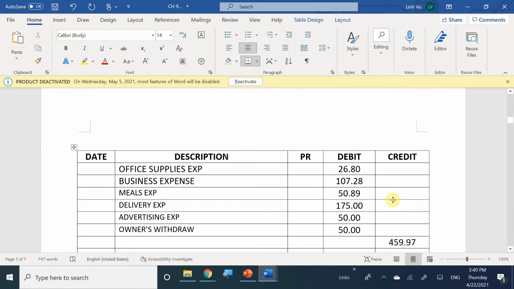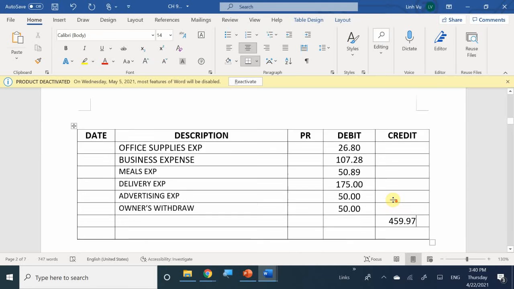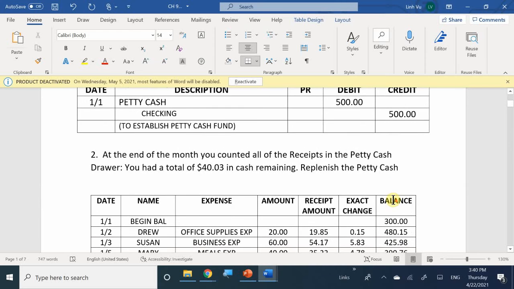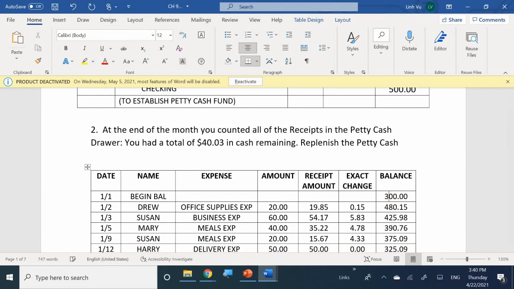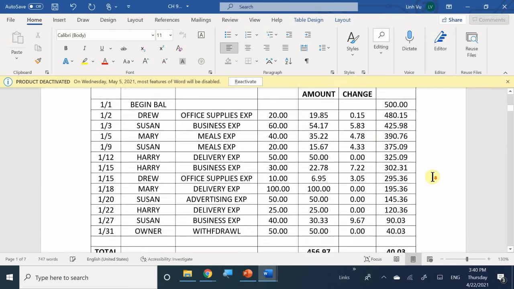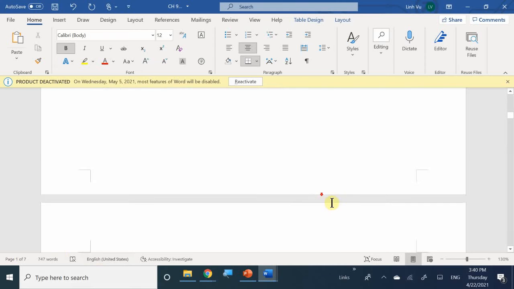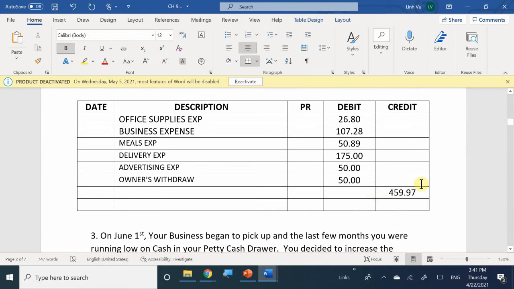All right, then we had a discrepancy somewhere. Maybe it's up top. The beginning balance was 500. My original number I gave you was wrong, because I got 459.97 too, after you take $500 minus the total. That's supposed to be a 9. So it is 459.97, and our total amount of expenses matched 100%.